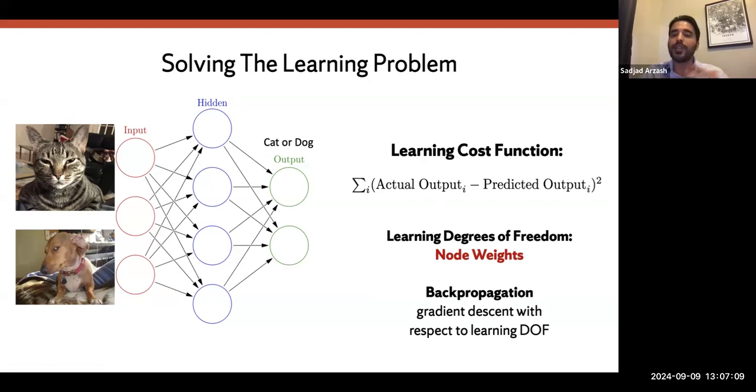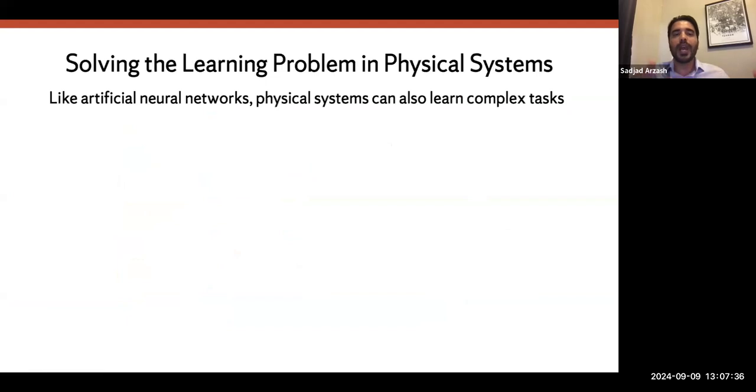And then you can go down the gradient of this cost function by tuning some node weights. So we're basically using backpropagation to go down the cost function. And after some iterations, the system learns, and basically you can differentiate between different images.